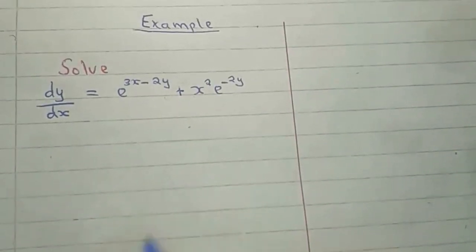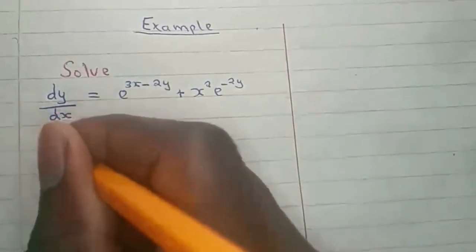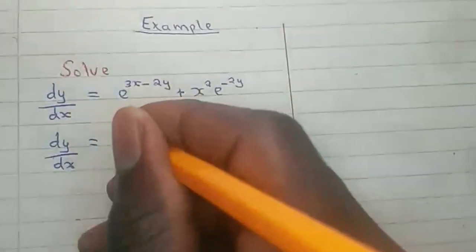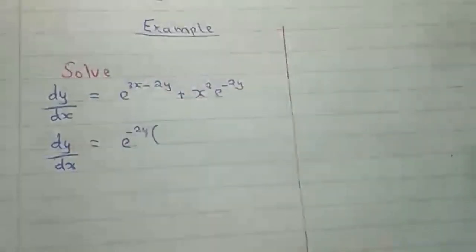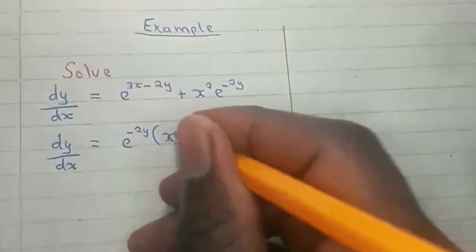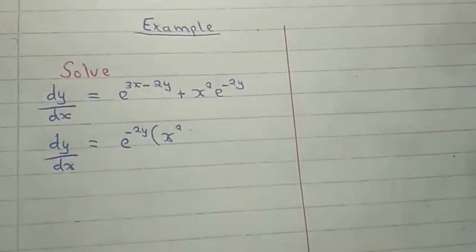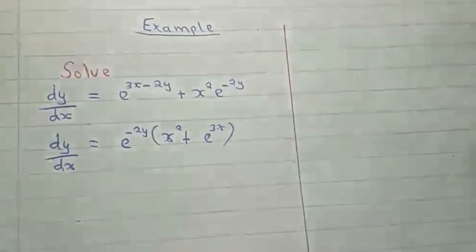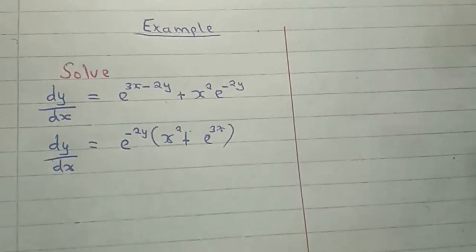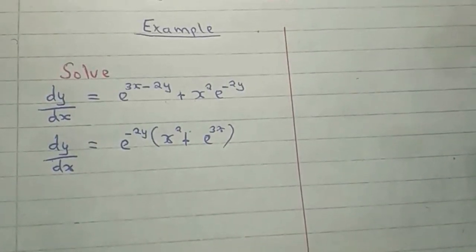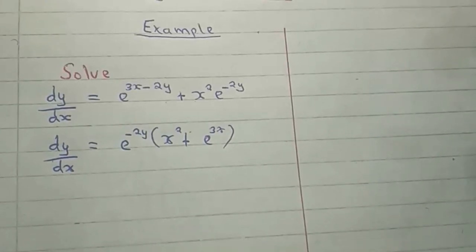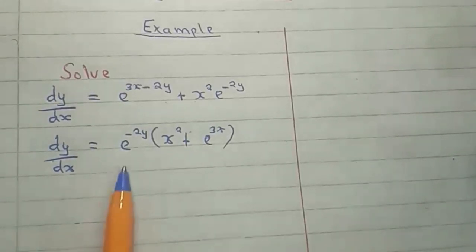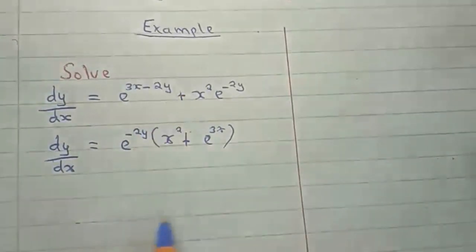The exponential term here is a common term, so we can take it out: dy/dx = e^(-2y) (x² + e^(3x)). We take e^(-2y) into the bracket x² + e^(3x). If you break the brackets, you will be able to go back to this equation.